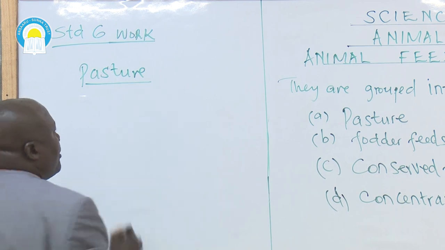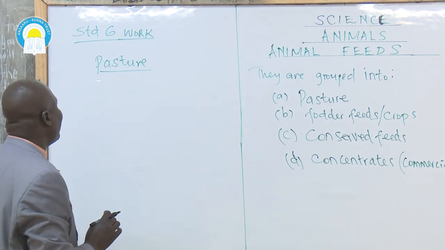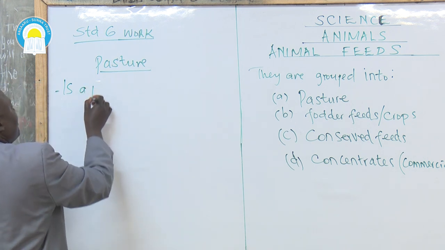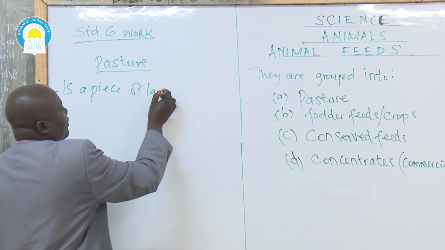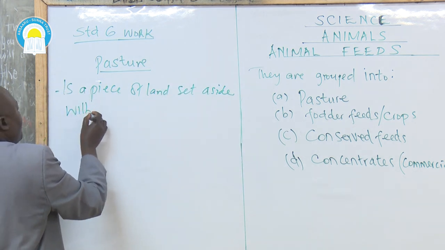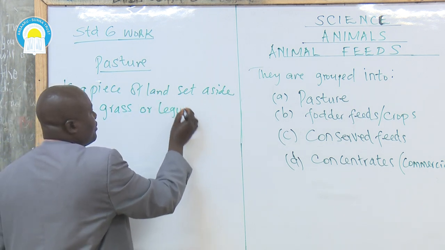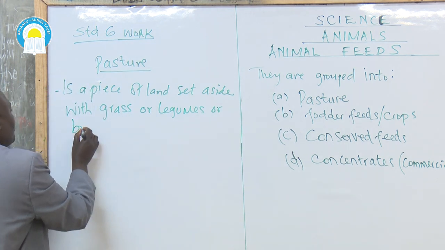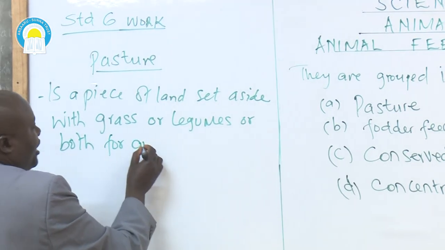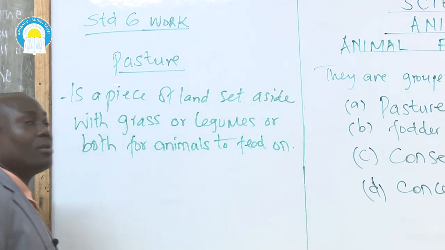Pasture. Pasture is an animal feed that is made from a piece of land set aside with grass or legumes or both for animals to feed on. That's what you call pasture.